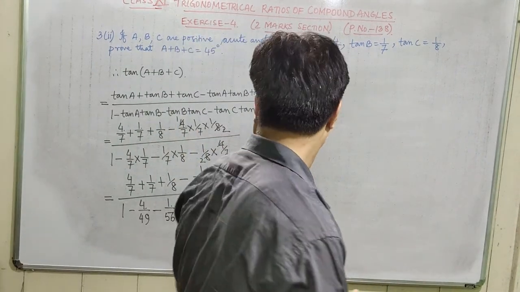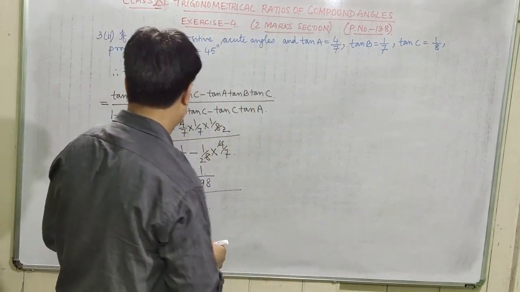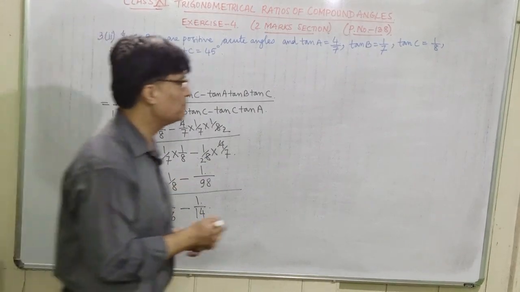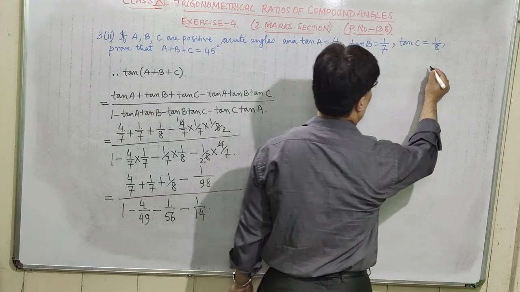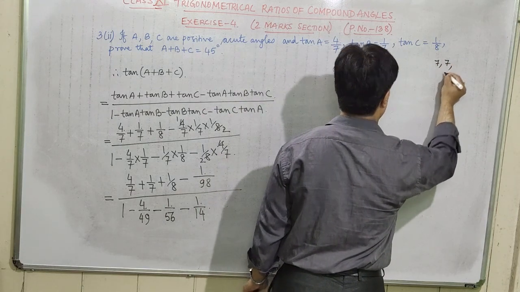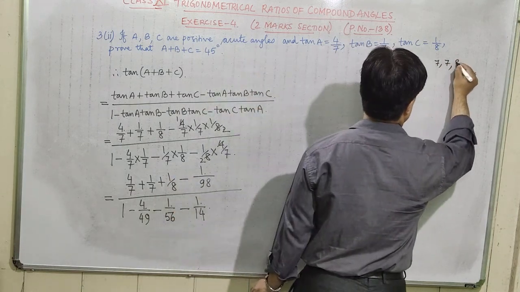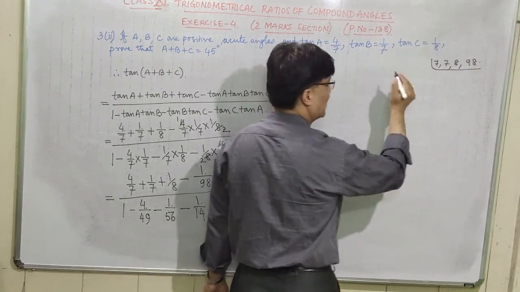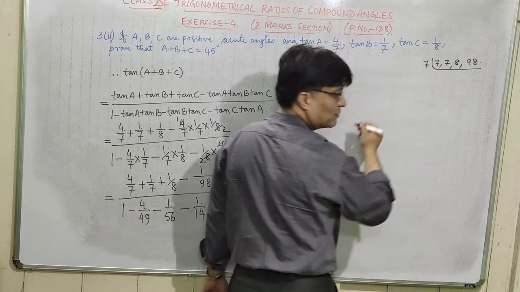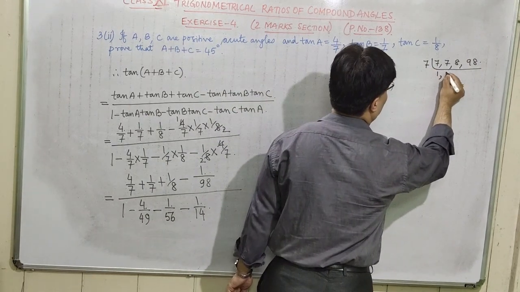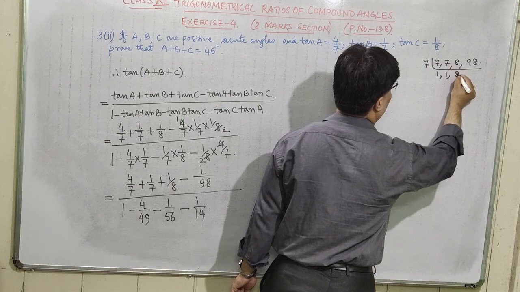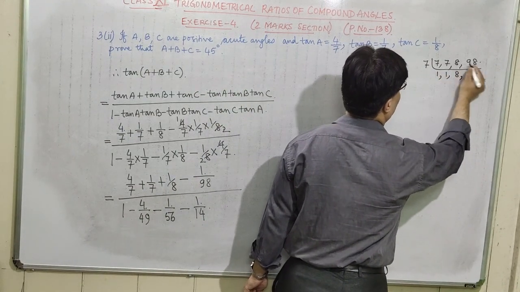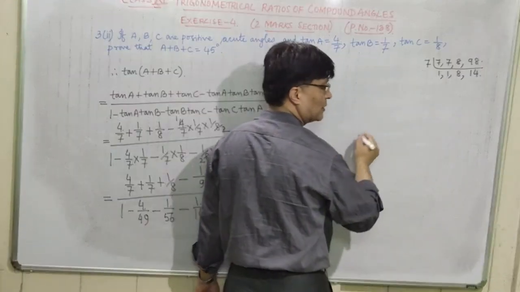So let us simplify here. Let us take the LCM in the numerator of 7, 7, 8 and 98. What's the LCM of 7, 7, 8 and 98? It can be divided by 7. 7 ones are 7, 7 ones are 7, 8 cannot be divided by 7, so write 8. And this is 7 fours are 28. Right?